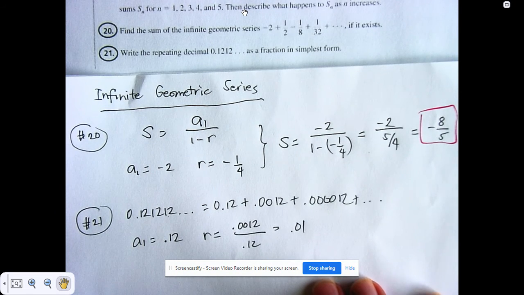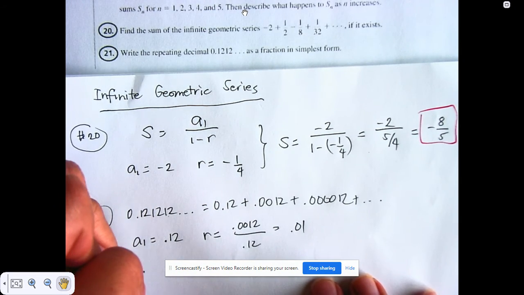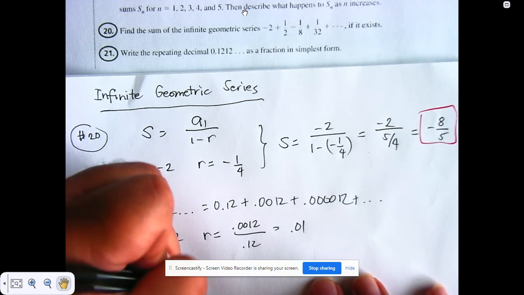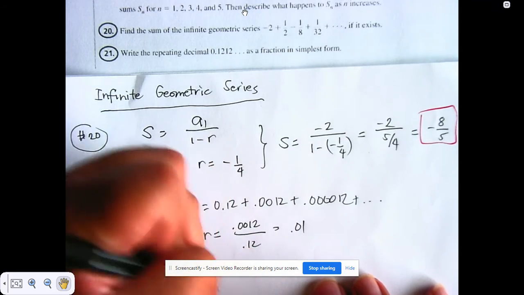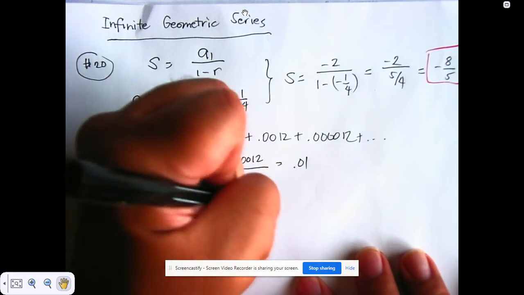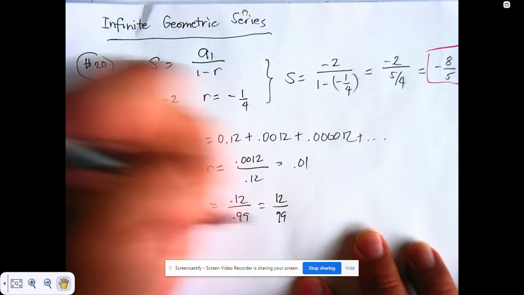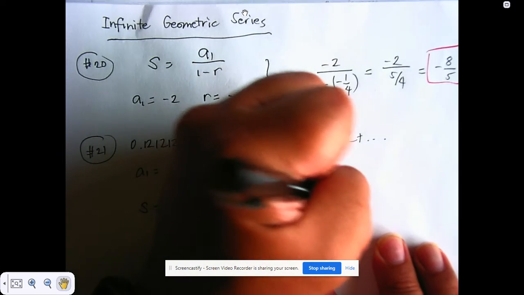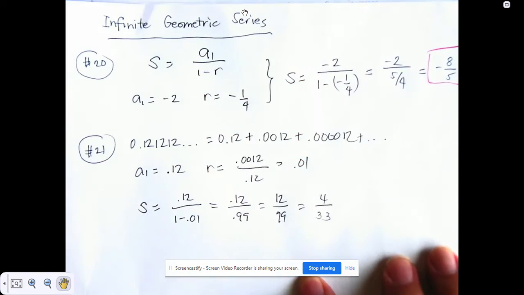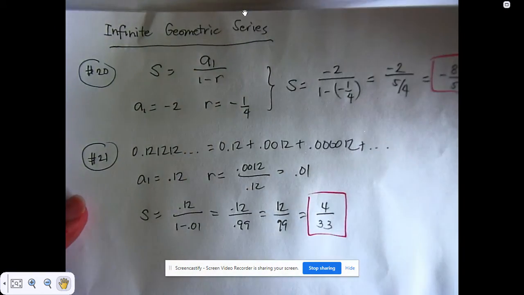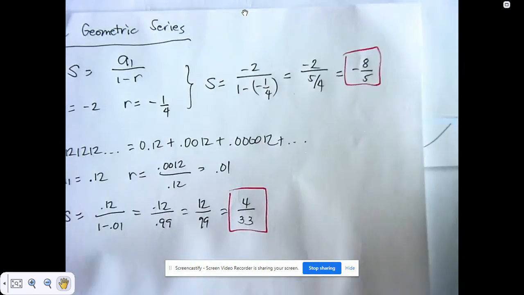Then just substitute into the formula. S is equal to 0.12 over 1 minus 0.01, which is 0.12 over 0.99, or simply 12 over 99. Put that fraction in lowest terms. Both are divisible by 3. This is going to be 4 over 33. Final answer.